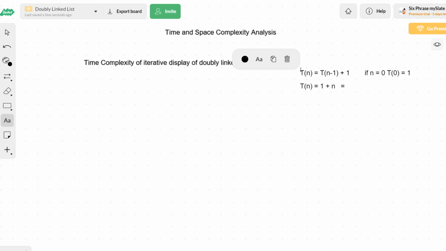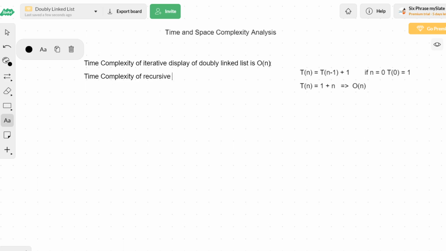So from this we will be able to come to a conclusion that the time complexity is linear in the recursive approach also. So here the iterative approach is order of n, and the time complexity of the recursive procedure of display of doubly linked list is again order of n, linear time complexity. So the time complexity of the display function is all over.